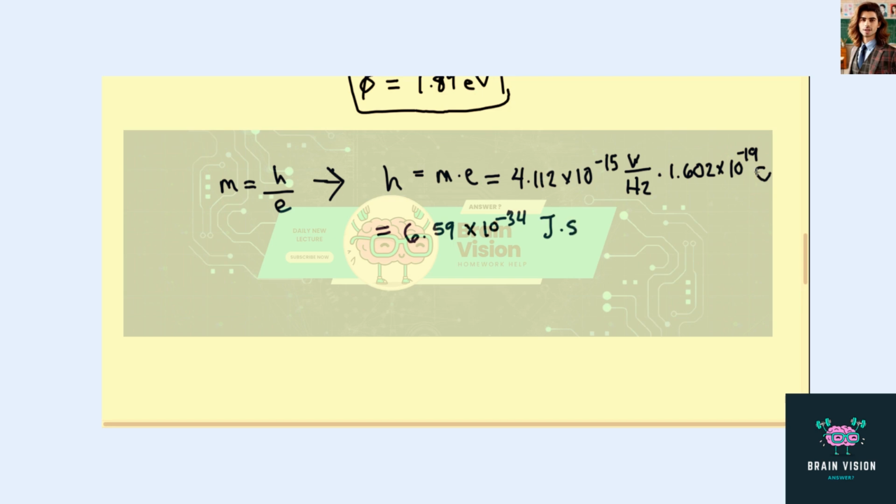Joule seconds because coulombs can be rearranged to get to be, when multiplied by volts over hertz, to get these units here. So this value is kind of close to the true value, but this is the approximate value that you get when using this equation.